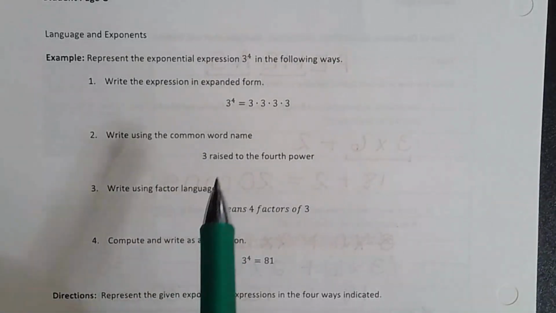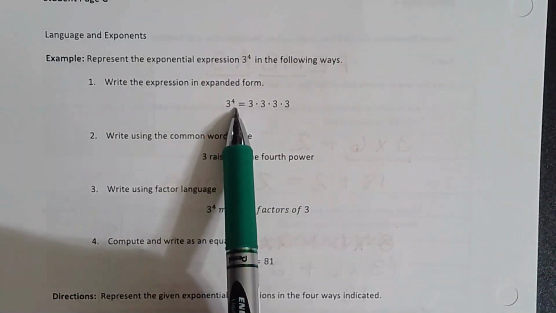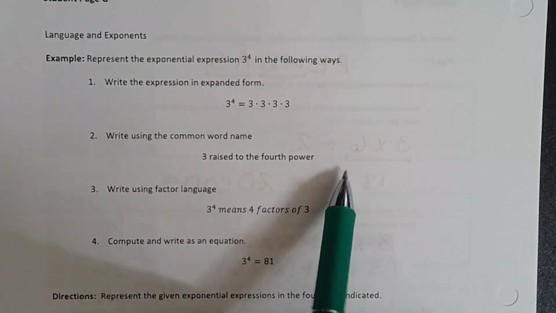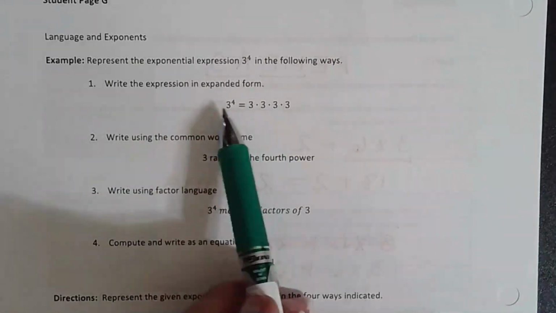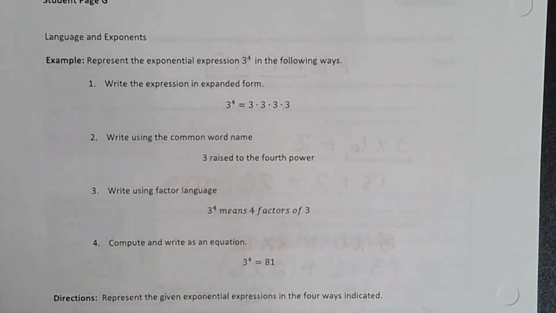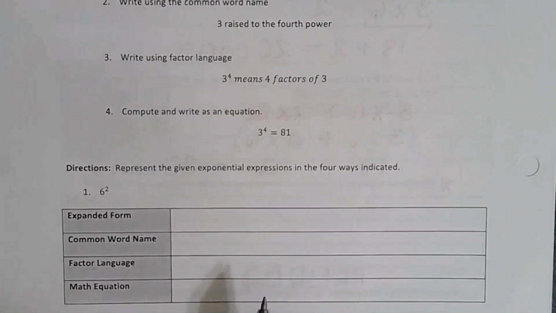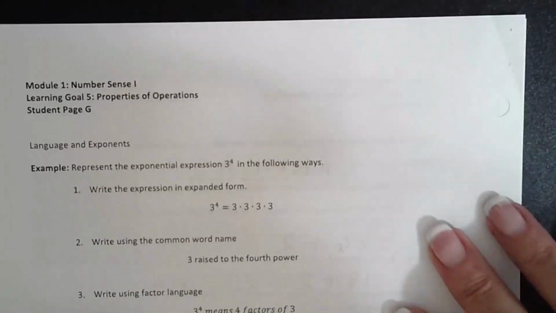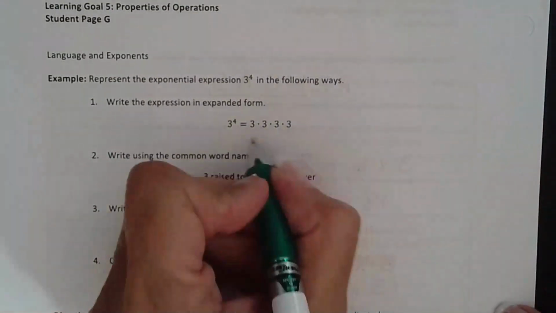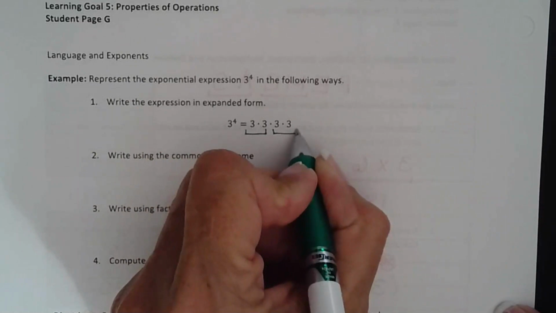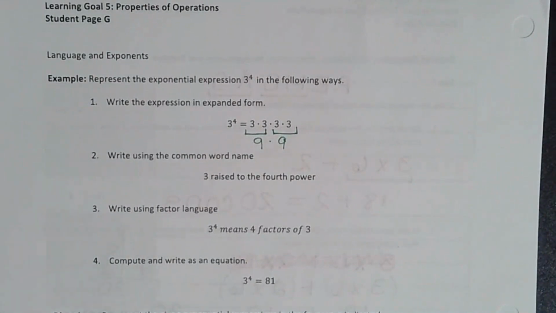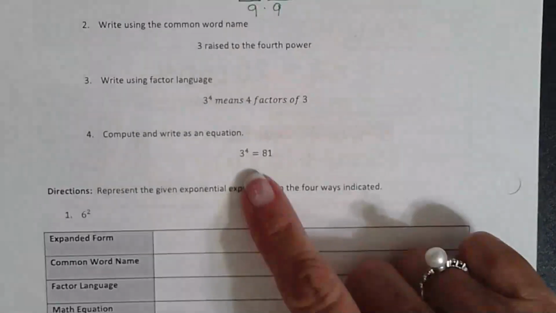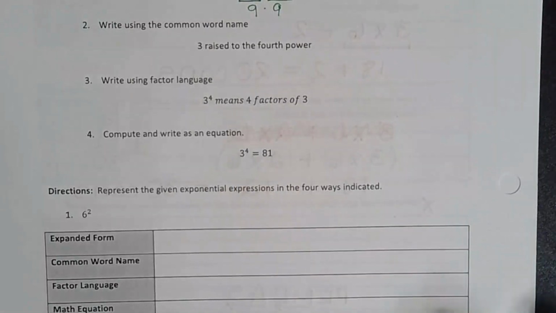How do we use it in words? We say 3 to the 4th, 3 raised to the 4th power, any of those. What does it mean? It means 4 factors of 3, and you can see the 4 factors of 3 there. And the easiest way is we can do these 2 and these 2, 9 times 9, because order doesn't matter in multiplication. And then we can do it in our head. 9 times 9, 81. So we know 3 to the 4th equals 81.